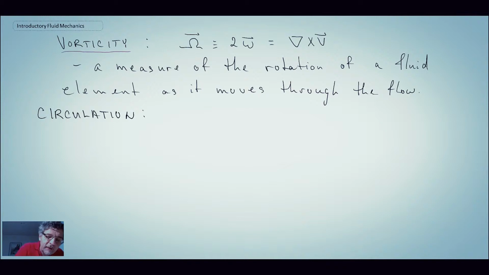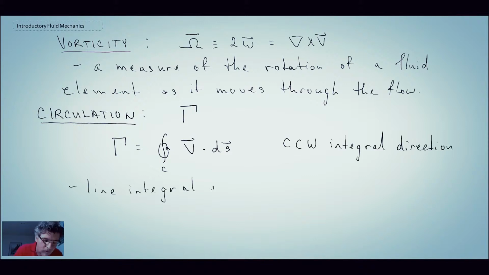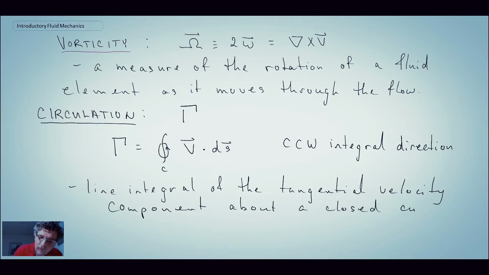Circulation is used quite often in aerodynamics, and it is defined as capital gamma. It is a scalar, and it is evaluated as a line integral of the velocity vector around some closed path. So circulation is a line integral of the tangential velocity about a closed curve in the flow that is fixed.